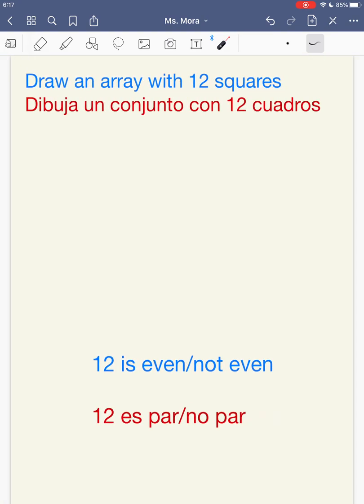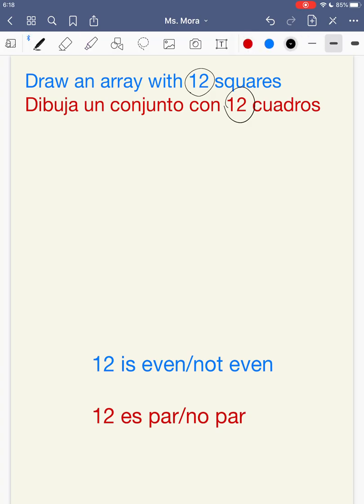So, if I'm going to draw an array with 12 squares, this is what we're going to do. It doesn't tell us to draw a specific number of columns or rows, but if you remember from our lesson yesterday, an even number can be split up into two groups. So we're going to try to draw two rows with the same number of squares. Okay, so si te acuerdas de ayer, un número par lo puedes dividir en dos grupos iguales. Así es que voy a empezar a dibujar filas para ver si mi número es igual.